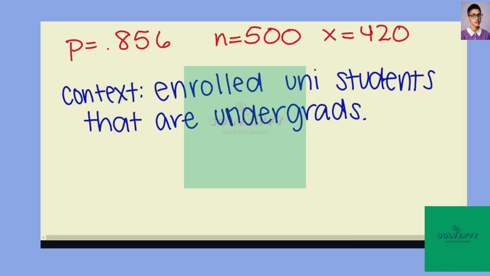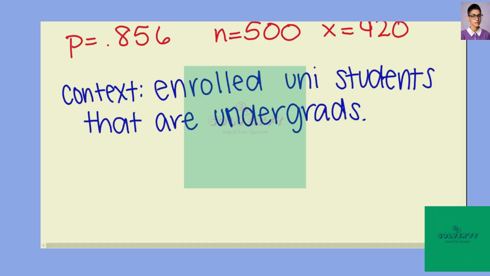For this problem, we are told that 85.6% of all students enrolled in university are undergrads. We want to check this, so we have a random sample of 500 college students, and we find that 420 of them are undergrads.